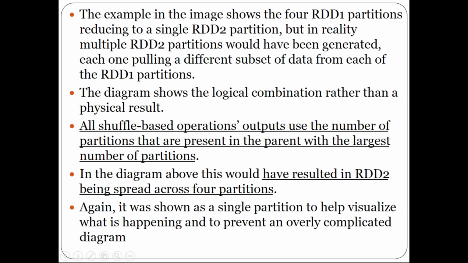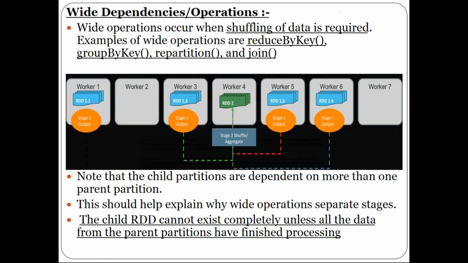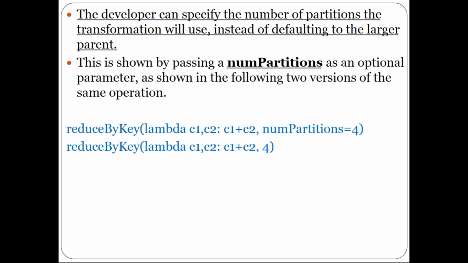I'm reiterating that. Somebody has a question, let me check. No, it's not a question. This diagram has resulted in RDD2 being spread across 4 partitions. Very good. Again, it was shown as a single partition to help visualize what is happening and to prevent an overly complicated diagram. That is the reason why they have shown you the one RDD broken into child RDDs, but your RDD2 is only a parent RDD. That's what it is.